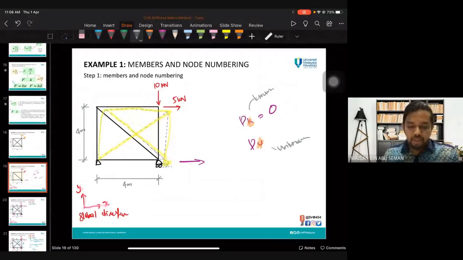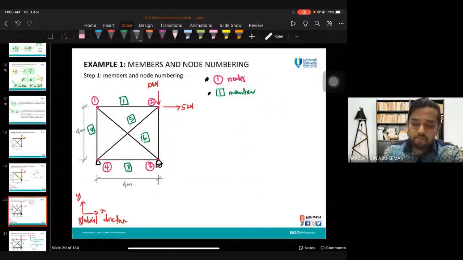Okay. So first of all, name your nodes. You can start from any node. So I take here node 1, node 2, 3, and 4. These are your nodes. Then name the members. How many members do we have? Member 1, member 2, member 3, 4, 5, and 6. 6 members.